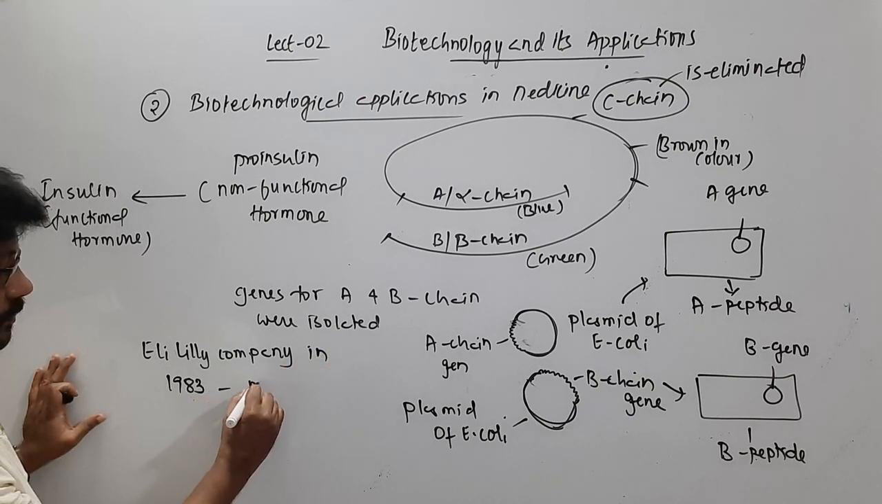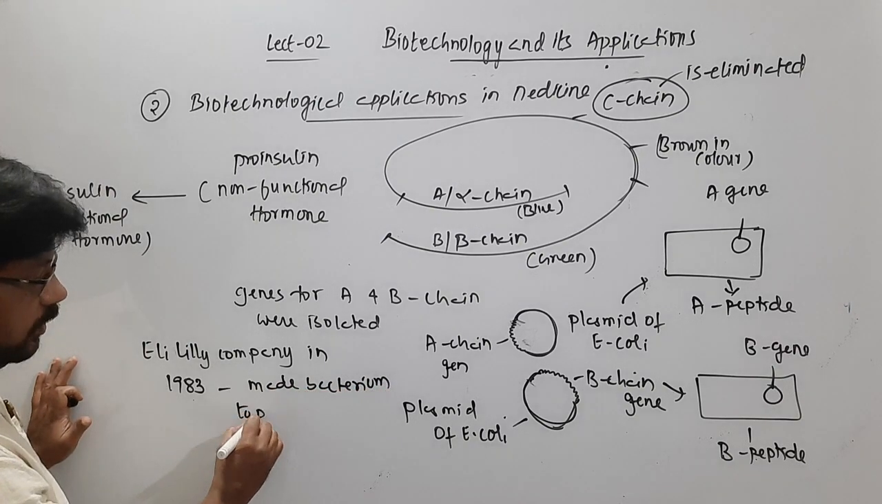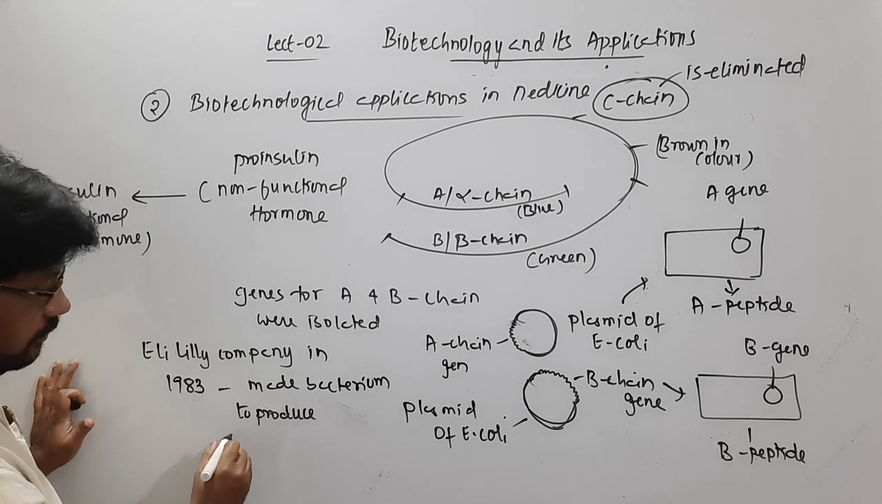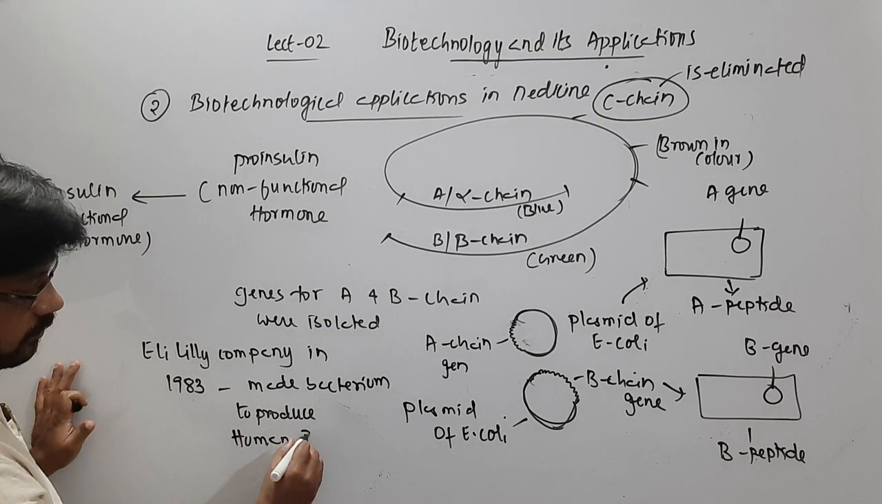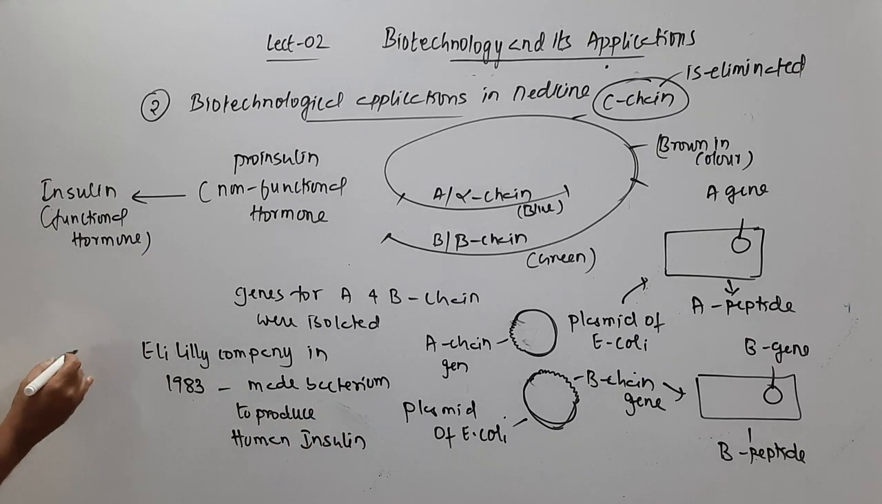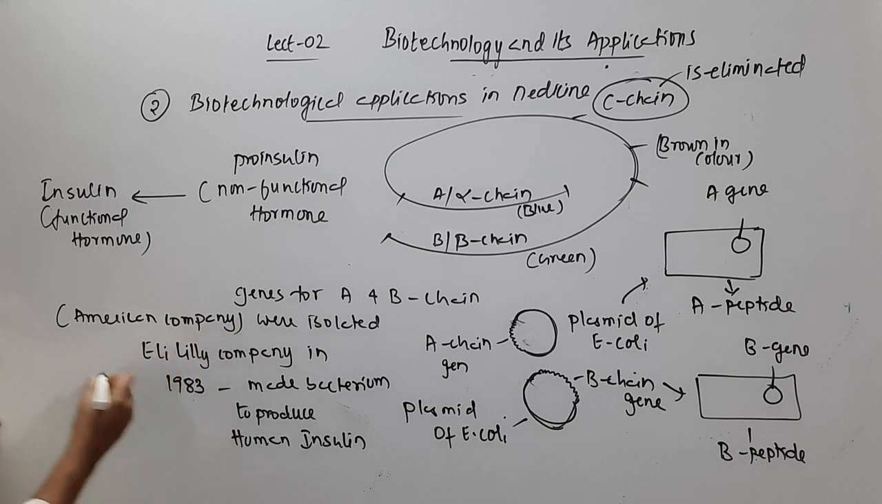They made the bacterium produce human insulin. This Eli Lilly is an American company, and they made it successful for the first time in the generation of human insulin.